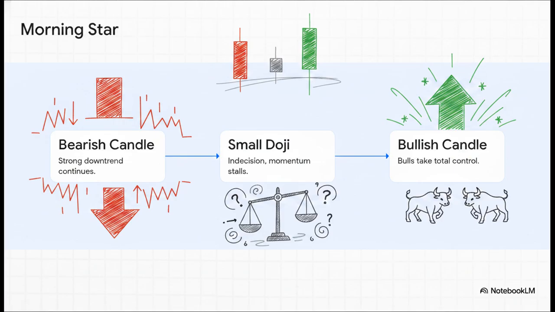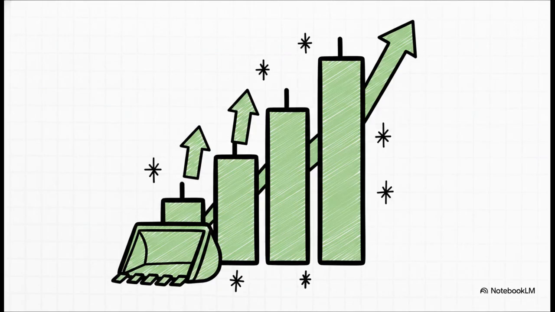But then, look at step 2. A small-bodied candle, often a doji, forms. This represents the exact moment the bears run out of steam. Momentum completely stalls into indecision. Then, boom, step 3. A strong bullish candle explodes upward, closing well into the body of the first day's drop. The bears are officially trapped and the bulls have taken total control.